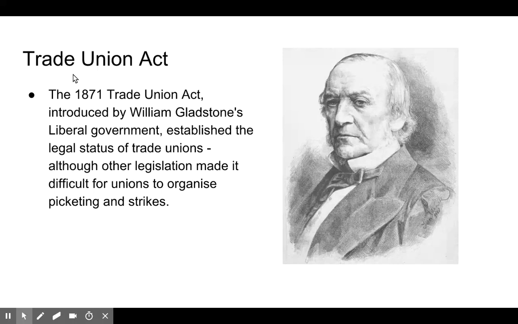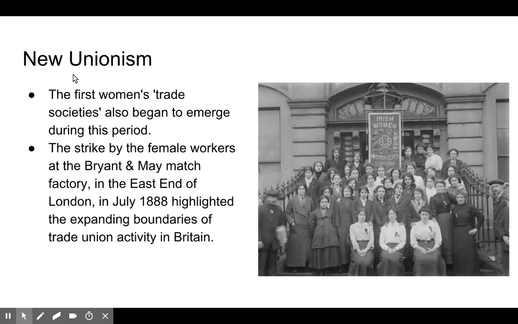Now you keep seeing these things going back and forth. By 1871, you have the Trade Union Act, and that was introduced by William Gladstone. You see him to the right, no relation to Joey Gladstone of Full House. It established the legal status of trade unions. So it said, hey, these can be legal. It's legit. But other legislation associated with it made it difficult for unions to organize pickets and strikes. So, hey, you can form a union, but doing this or that is going to be difficult for you. Why is it a big deal now when certain groups strike on the news? Because there are still some difficulties.